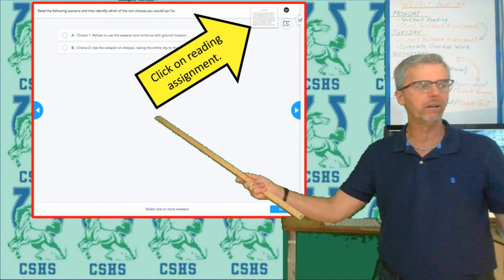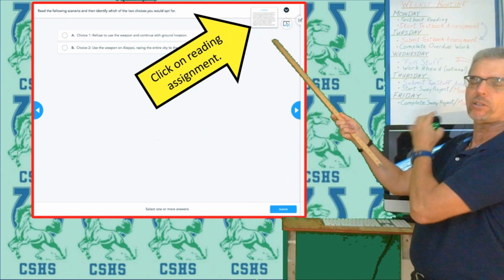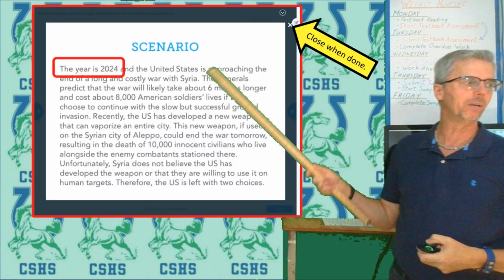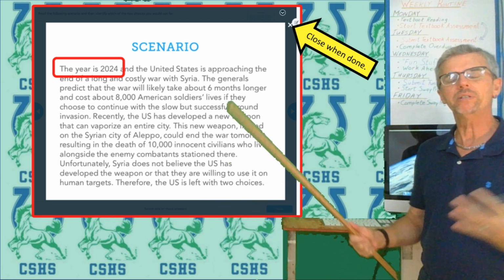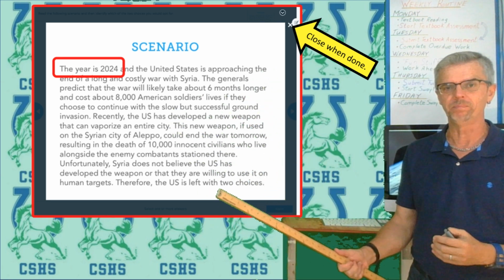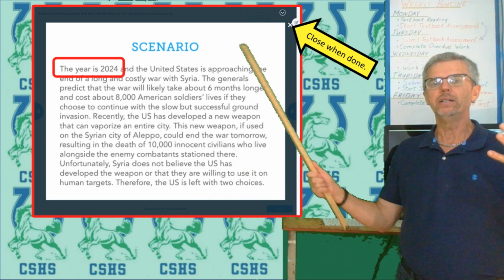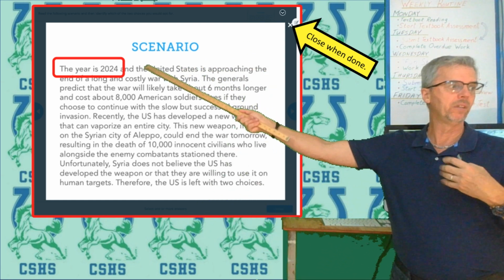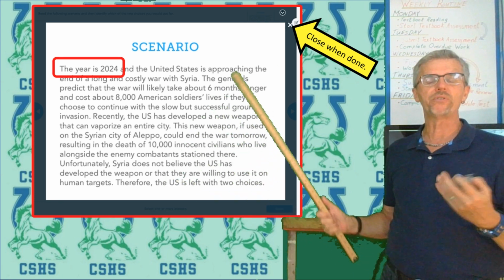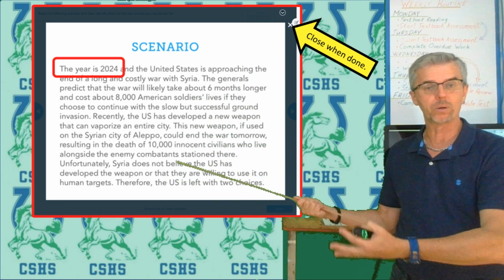But where's the scenario? Well, the scenario is up here in the top right corner. So click on this reading assignment and it'll blow it up big like this. The scenario that you're going to imagine happening 4 years from now is that in the year 2024, the United States is approaching the end of a long and costly war with Syria. Okay, so we are still at war with Syria.